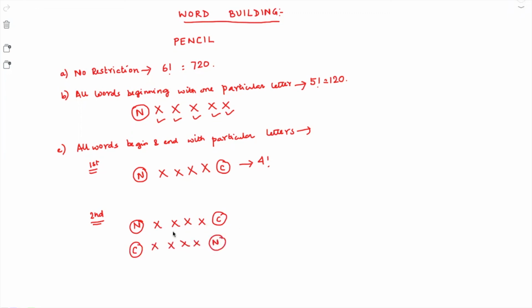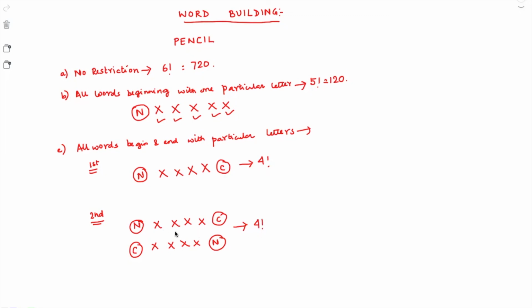The first and last letters in both cases are N and C. But in the first case, N and C are fixed. That is, the words will start with N and finish with C. But in the second case, the words can start with N and finish with C, and it can also be the other way around. So in the second case, it will be 4 factorial.